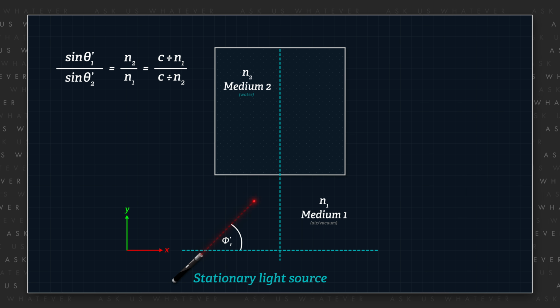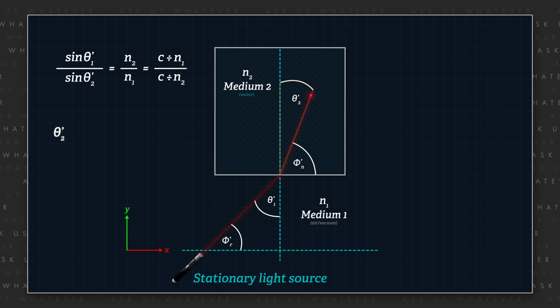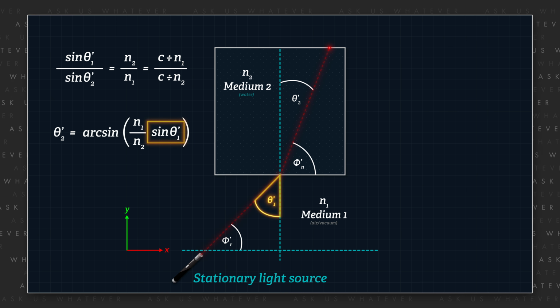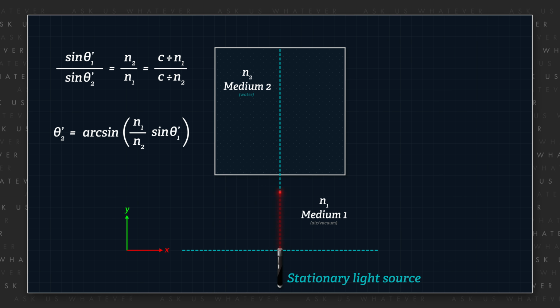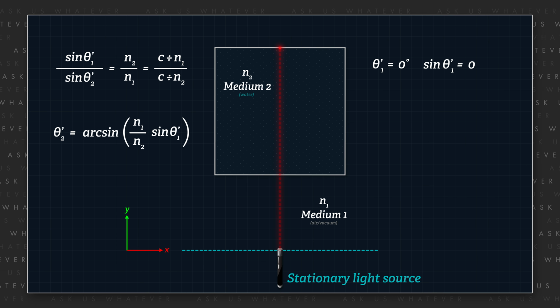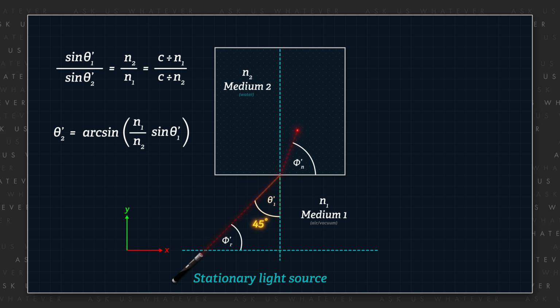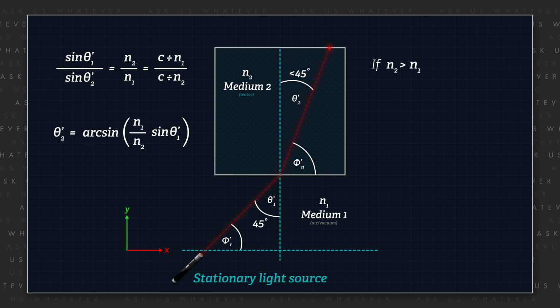The angle at which light will pass through the second refractive medium will then be equal to the inverse sine of the ratio of n1 divided by n2 times the sine of the incident angle. For example, if light strikes water at a right angle to the surface of the water, theta prime 1 will be 0, the sine of theta prime 1 will be 0, and theta prime 2 will also be 0. In other words, the light ray will not bend. Whereas if theta prime 1 is 45 degrees to the line normal to the surface of the water, theta prime 2 will be less than 45 degrees if n2 is greater than n1.